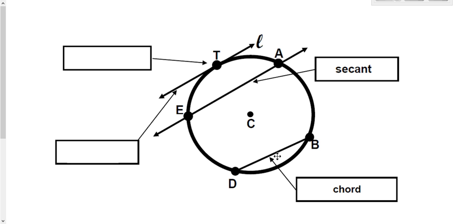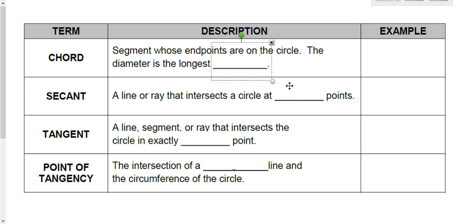So what's the difference between a chord and a secant? A chord is just the segment. A secant is a whole line or half of a line, like a ray. What's the next one? So we've done that.